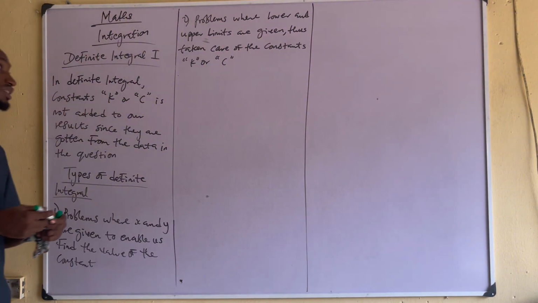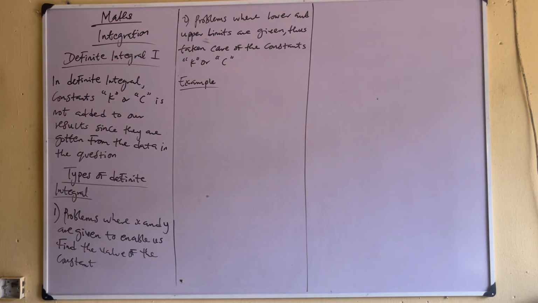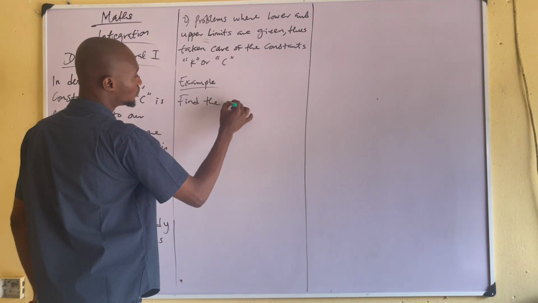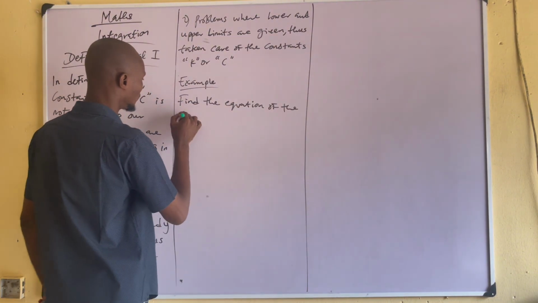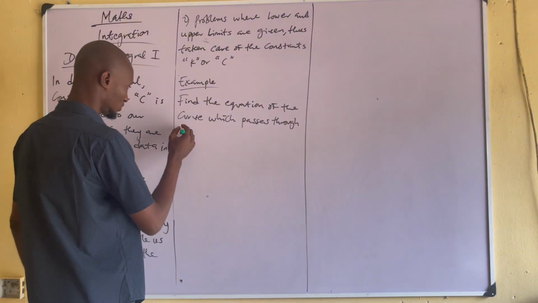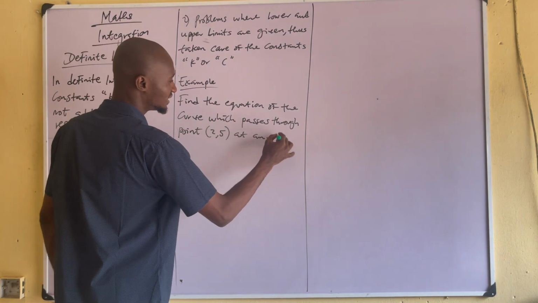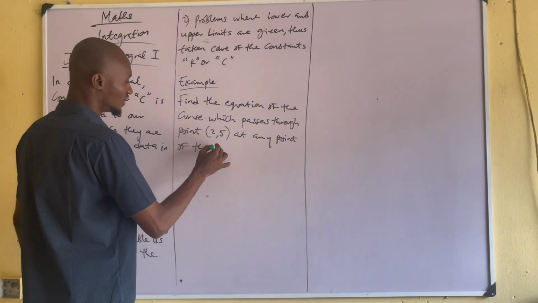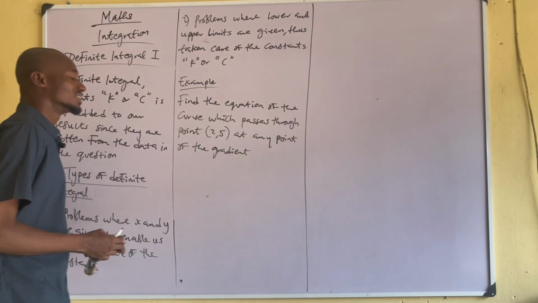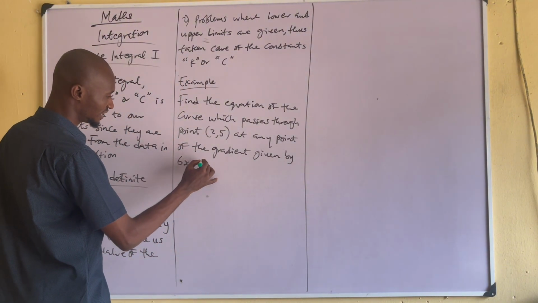Now let me explain. Okay, let me give an example first, then I'll explain. Example: find the equation of the curve which passes through the point 2, 5, and whose gradient at any point is given by 6x minus 5.